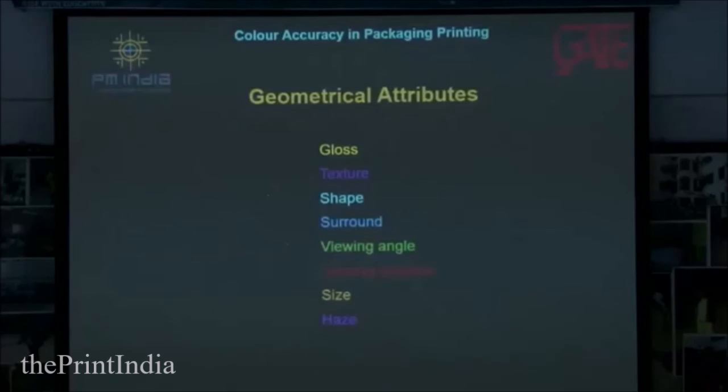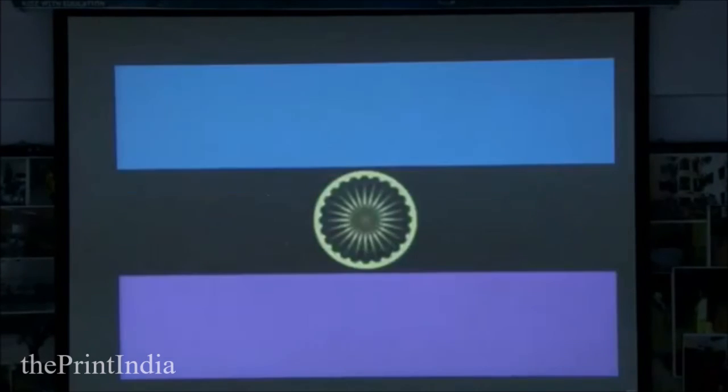So there are other aspects which still affect color, like we talked: gloss, texture, shape, surrounding, viewing angle, viewing distance, size, haze. So concentrate on the center of the circle for a short time. Can you see something? You see the flag of India, but there is nothing. So this is called color appearance. There is nothing, but still you have an after effect of the color.